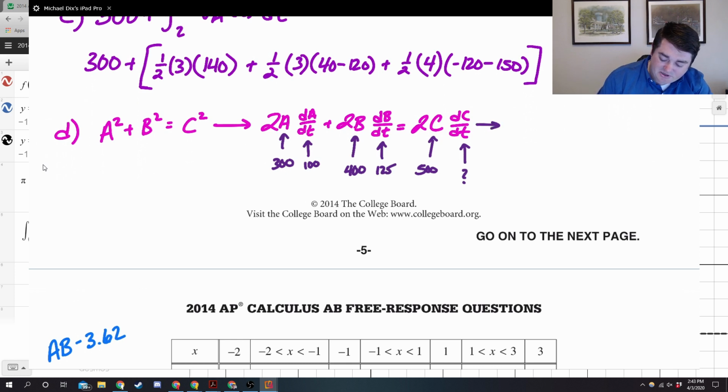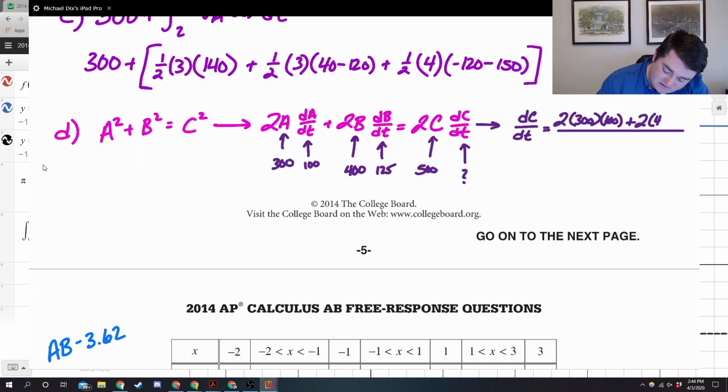Put it all together, and by put it all together, I mean get dC/dt by itself. And this is what I have. I have 2 times 300 times 100 plus 2 times 400 times 125, divided by 2 times 500, whatever that happens to be. Let's pick a name for it. How about S?